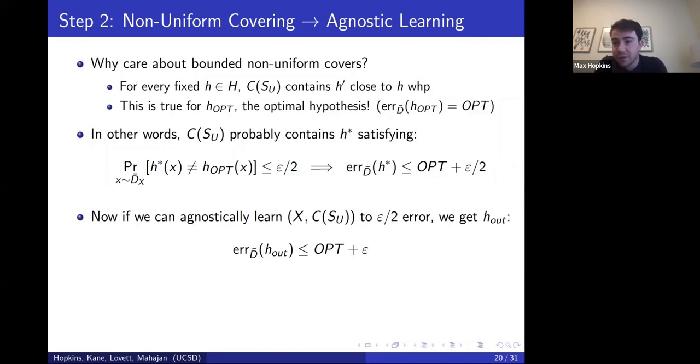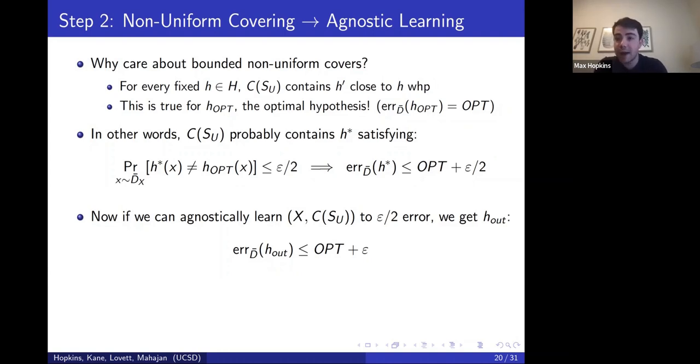And so instead of trying to agnostically learn the full class H, now all I have to do is agnostically learn this restricted finite class CSU, right? If I can learn the best hypothesis in CSU up to epsilon over 2 error, well, the best hypothesis in CSU has error at most opt plus epsilon over 2. So if I can learn this within epsilon over 2, what am I going to get? I'm going to get something within opt plus epsilon. And that was the definition of winning the game, right? That's how I win the agnostic game. I output something within opt plus epsilon.